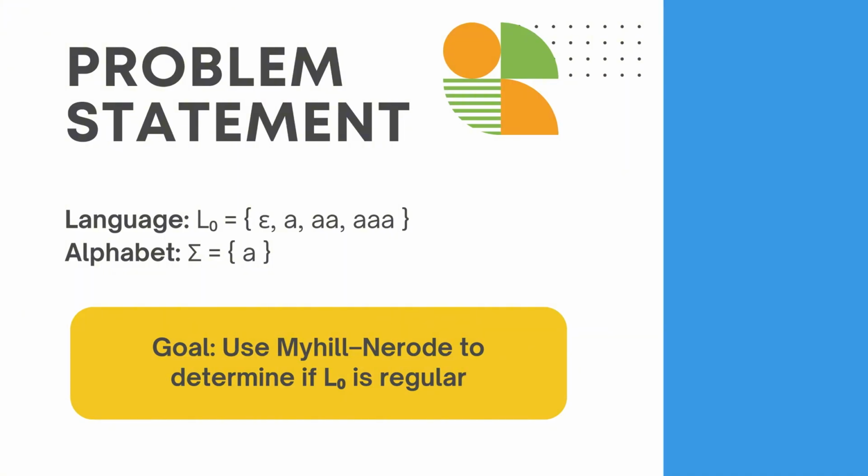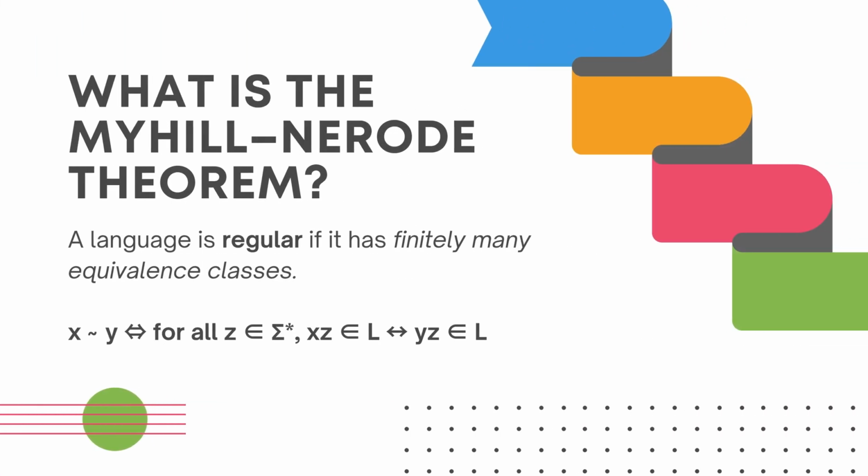But before we start, let's review the Myhill-Nerode Theorem. It states that a language is regular if and only if there are finitely many equivalence classes under the relation. Two strings x and y are equivalent if for every string z, xz and yz are either both in or both not in the language, meaning they can't be distinguished by the language.